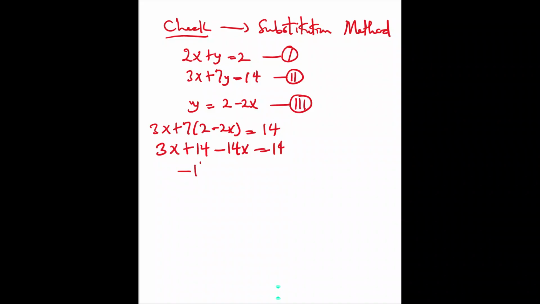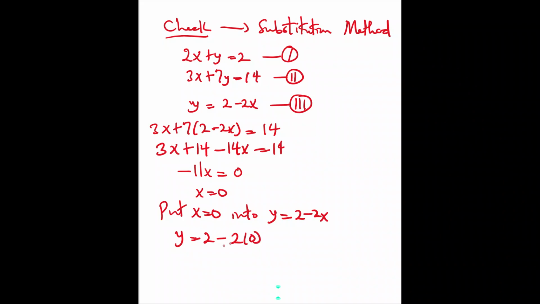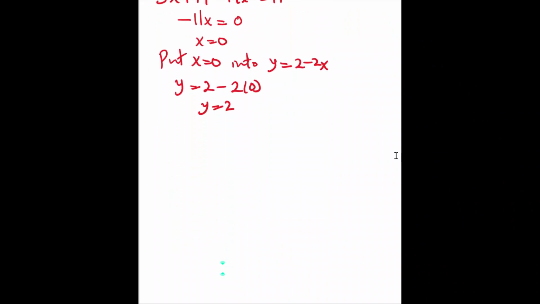Then when we collect the like terms, 3x minus 14x will give us minus 11x, and 14 minus 14, we take 14 to the other side, so that will be 0. So x is 0. Okay, so when we put x equals 0 into y equals 2 minus 2x, that will be y equals 2 minus 2 times 0. So y will be equal to 2. Therefore that means our answer is correct.